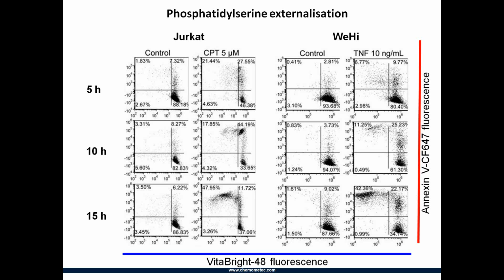So this shows that VB48 is a slightly later marker than the annexin 5, and the same is shown on the U-937 cells with the TNF-alpha treatment. The cells will first be measured as apoptotic from the annexin 5 dye, and then afterwards drift down in VB48 intensity.